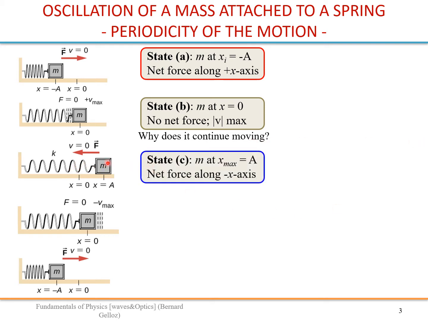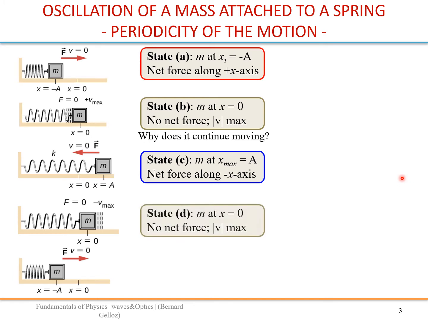Alright, so it will go until x equals a and stop there. So the force will be maximum at this point in magnitude, and it will therefore go back to the left. At some point, it will be back to x equals 0. Again, there is no force there, and the speed is at its maximum. And again, because of Newton's first law of inertia, the system will continue to move in the same way. So the mass will continue to move to the left.